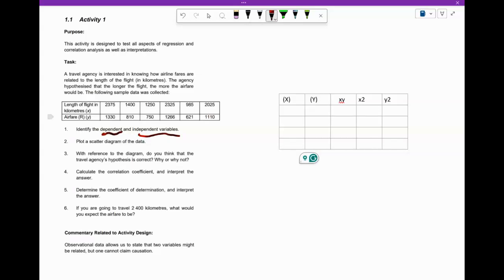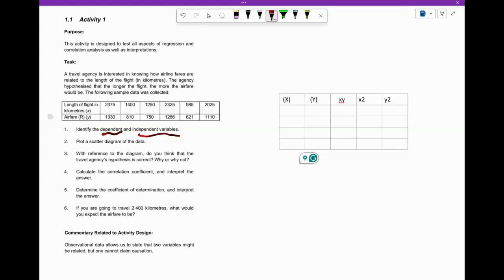So what would you say depends on the other, or what would impact the other? Would the distance, or should I say, would the cost influence the distance? The cost of the flight, would it influence the distance? She says no, a very big no. Or would the distance influence the cost? The distance would influence the cost, right?